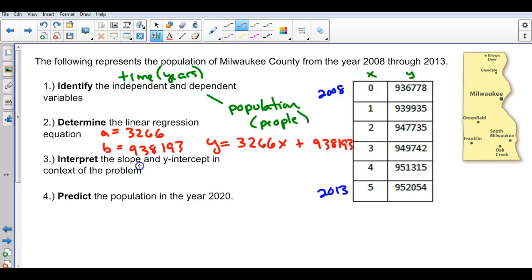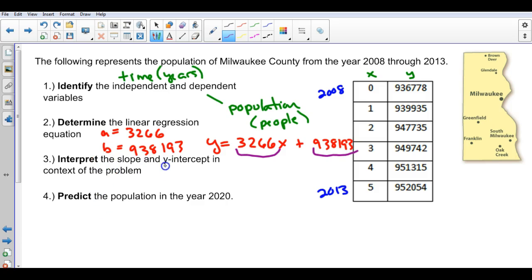We're going to interpret what the slope and y-intercept mean in context of the problem. So first of all, what does the 3266 mean? And then what does this 938,000 number represent? So first thing is the slope. And that's why, like a couple minutes ago, I suggested going through and approximating how our population is increasing every year. That's because your slope is going to be that rate that compares your dependent variable to your independent variable. So what I mean by that is it's going to compare your population to the number of years.